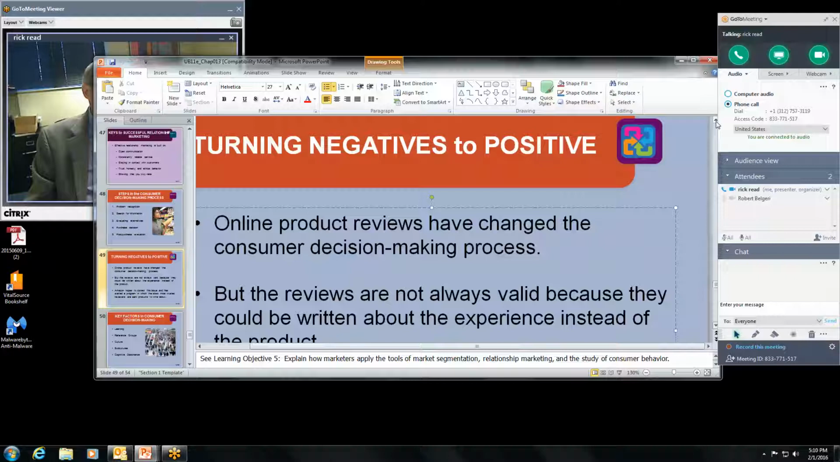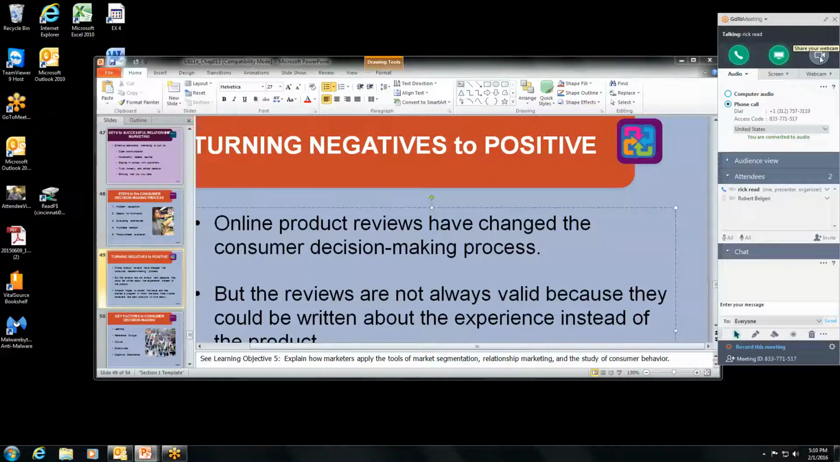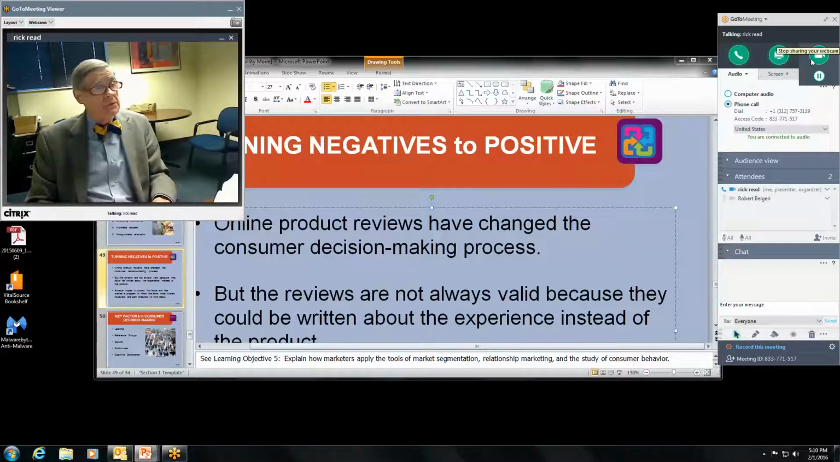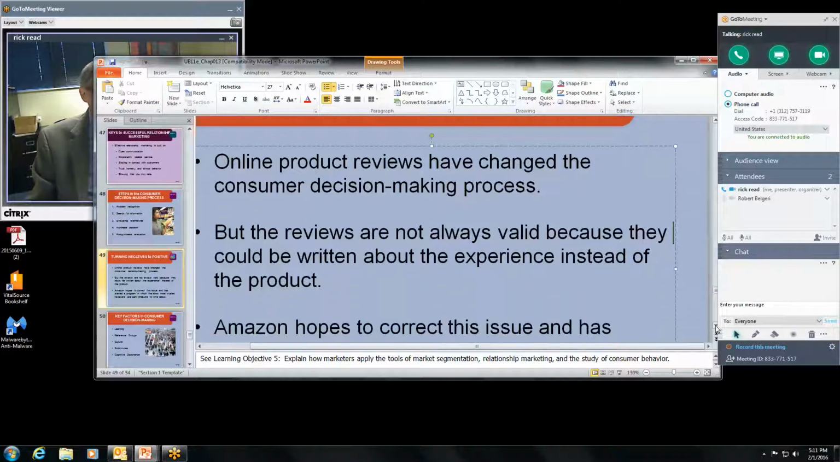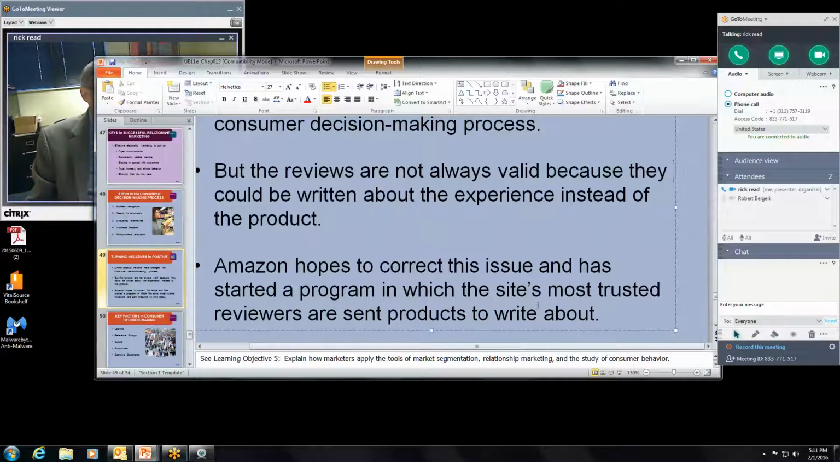This is just turning negatives into positives. Online reviews are really very difficult, and one of the reasons they're difficult is because the online reviewer does not have to reveal his or her name. And so you don't always know what's being said, and you don't know if that comment is being driven by something other than what the person says. And notice also here that the review could be because of the experience somebody had and not about the product.